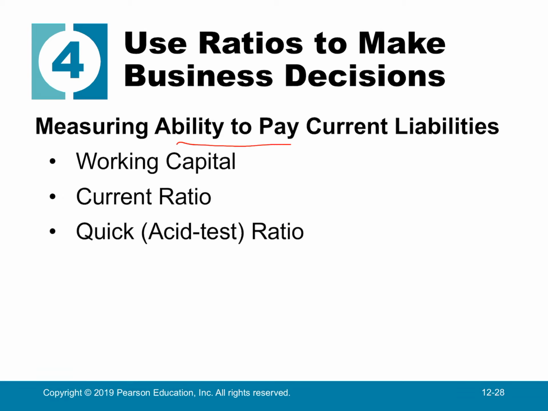So let's start with ability to pay current liabilities. What are some ratios we've talked about that give us an idea of our ability to pay the current liabilities? Well, there's the working capital calculation. We can convert that into a ratio by instead of subtracting, dividing, and then we can make it even more conservative by getting rid of anything in our current assets that we can't turn into cash quickly. So let's do a reminder of these three ratios.